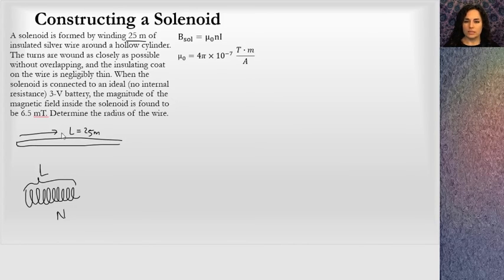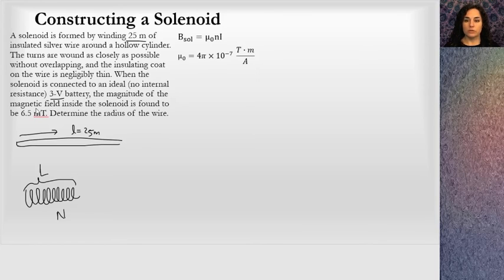So I'm going to erase this L here and just call this maybe little l. The big L that we refer to for solenoids is the length of the solenoid, not the length of the wire. So that's why I like this problem. It really makes you distinguish what's going on with the length of the wire and the length of the solenoid. Let's see what they want us to find. When the solenoid is connected to an ideal battery, so there's no internal resistance, we're actually getting a terminal voltage of 3 volts.